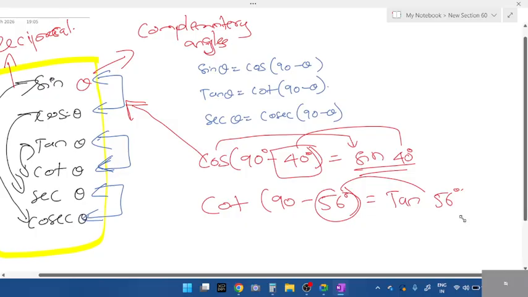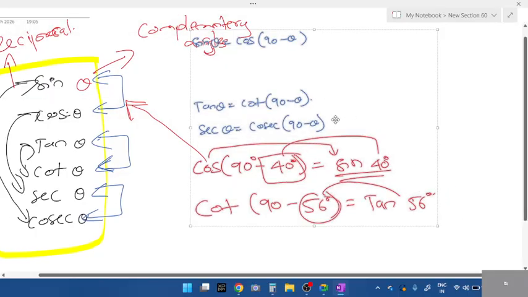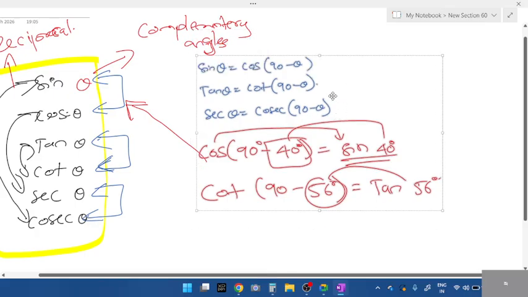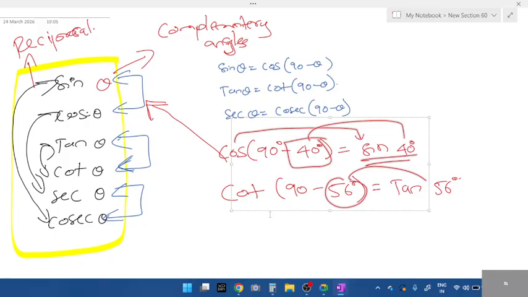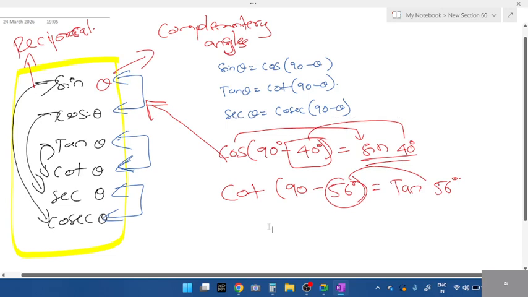Write the blue one. Don't write the red ones. Just write the blue one for reference. Write it as complementary angle. So 100% you won't forget this. If you write this order, look at the yellow one, yellow box. Sine, cos, tan, cot, sec, cosec. Left hand side reciprocal, right hand side complementary. Is this clear? All of you understood?